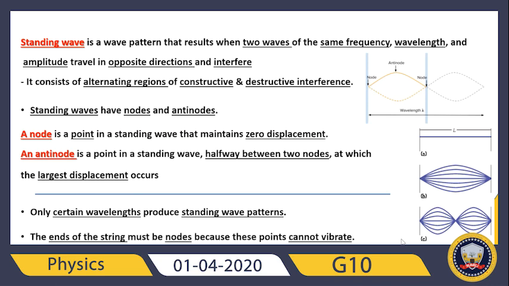For example, here the wavelength equals 2L, double the length of the real string, the original string. What if it is divided into two waves like this? The wavelength will decrease to half. So each one will have a wavelength of just L, not 2L but just L.